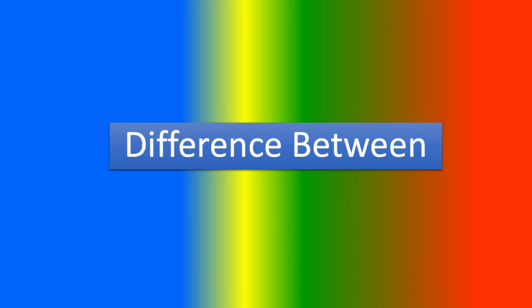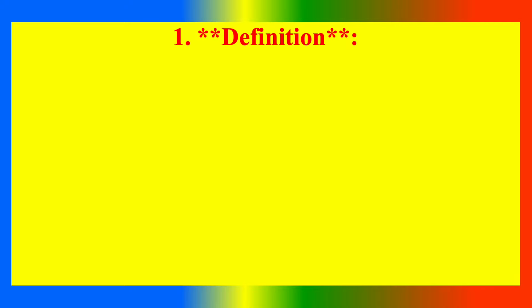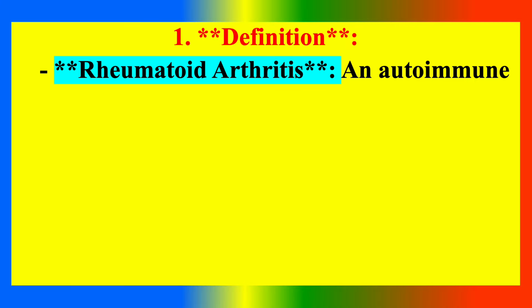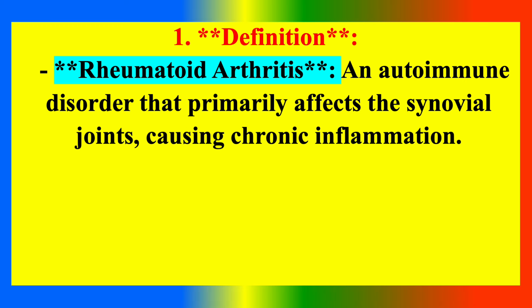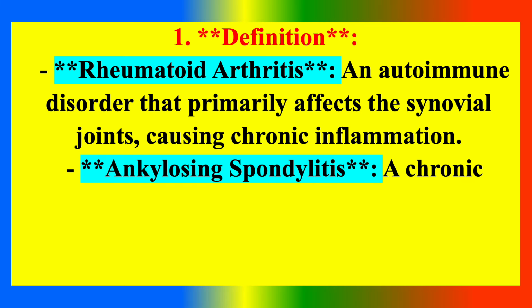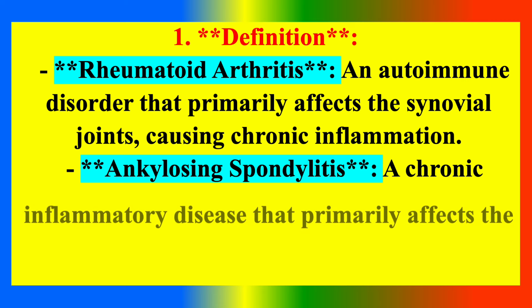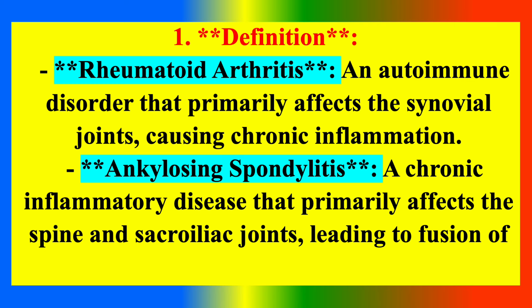Difference between them. One, definition. Rheumatoid arthritis, an autoimmune disorder that primarily affects the synovial joints, causing chronic inflammation. Ankylosing spondylitis, a chronic inflammatory disease that primarily affects the spine and sacroiliac joints, leading to fusion of the vertebrae.